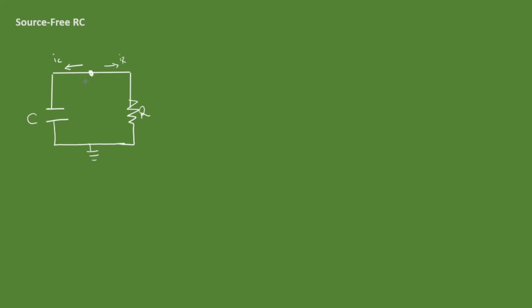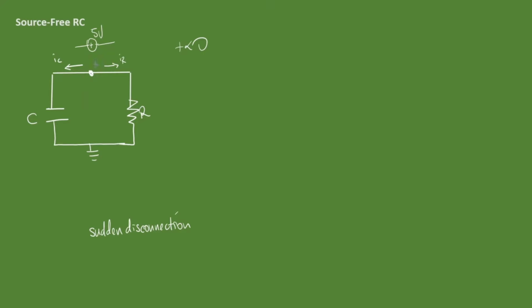The idea with source-free RC circuits is that source-free is the response of a circuit after the sudden disconnection of a voltage source or a power source. I think I misspelled connection. So let's say you have a source here, a 5 volt source at the beginning. The purpose of this source at t less than 0 is to charge up our capacitor until it gets to its maximum voltage.